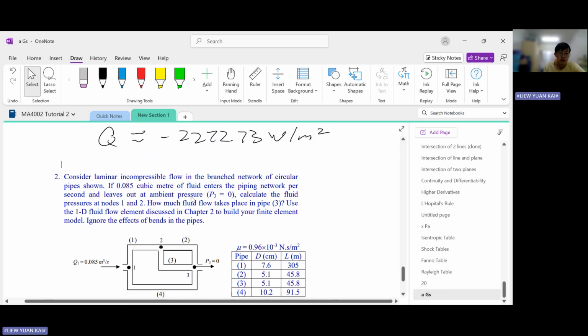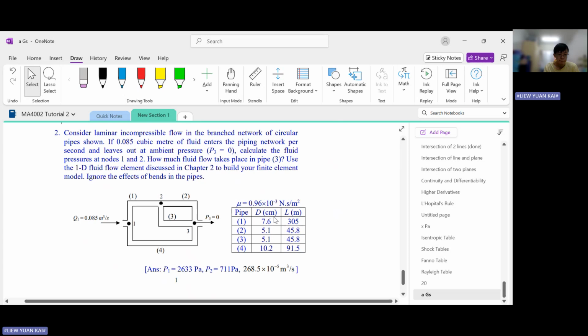Consider laminar incompressible flow in a branch network of circular pipes. If 0.085 cubic meters of fluid enters the pipe per second and leaves out at the ambient temperature, calculate the fluid pressures at node 1 and 2. How much fluid flow takes place in pipe 3? Use the 1D fluid flow element discussed in chapter 2 to build your finite element model. Okay.